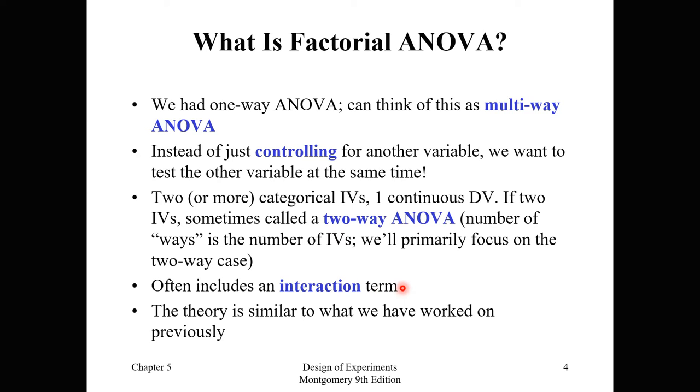Now, we should contrast this with the randomized complete block design. We'll talk about this in a second. But factorial ANOVA often includes an interaction term. And we're going to define what this interaction term is in a bit. But this interaction term is huge. So I definitely put a little star next to this one. Because this is a big piece of what makes a factorial ANOVA really, really interesting, above and beyond what we've already done with the one-way ANOVAs and the randomized complete block design. Now, the theory, though, is very similar to what we've worked on previously in both, again, one-way ANOVA and randomized complete block design.